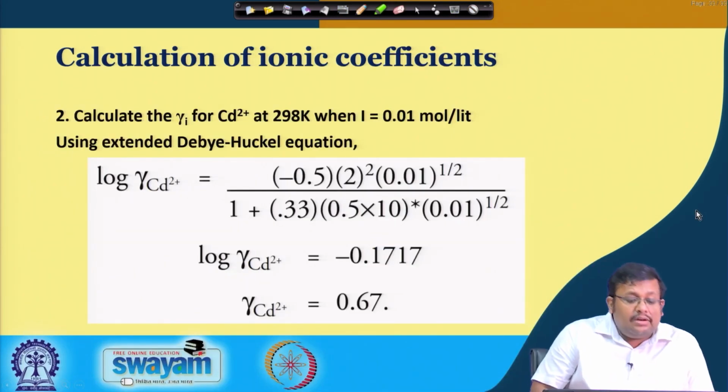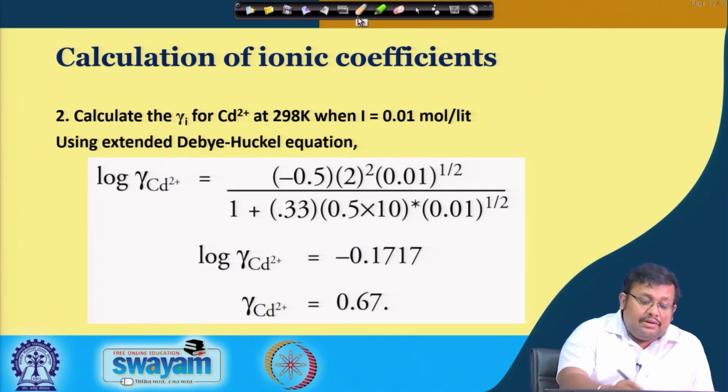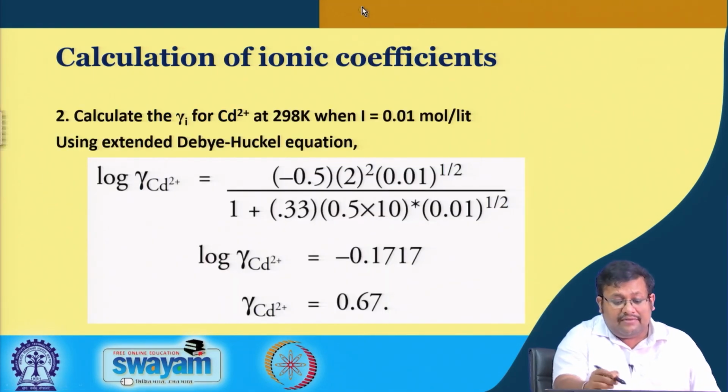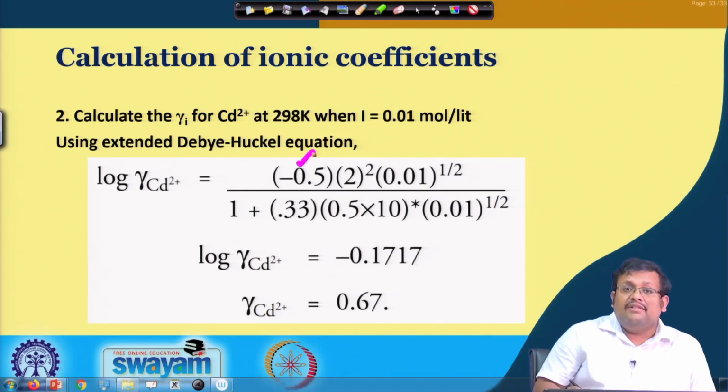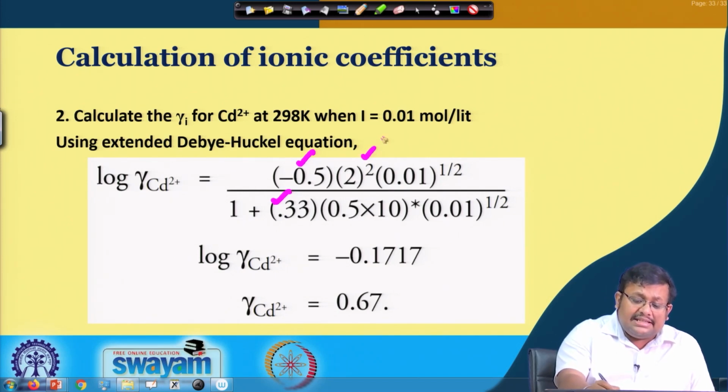Now, another question is to calculate the activity coefficient for cadmium 2 plus at 298 Kelvin when the ionic strength is 0.01 mole per liter, and we can use the extended Debye-Hückel equation. We can input those values. We know that minus A, that means it is basically 0.5. We are using the default values of 0.5 for A, and for B we are using the value of 0.33. These are two constants based on the dielectric constant of solution, and then cadmium Zi square.